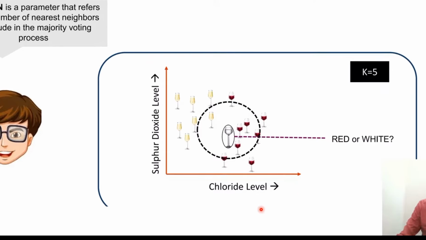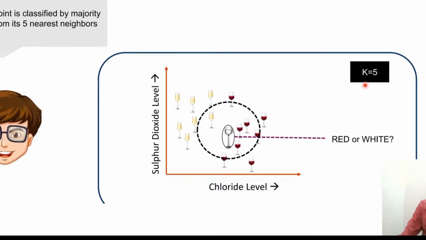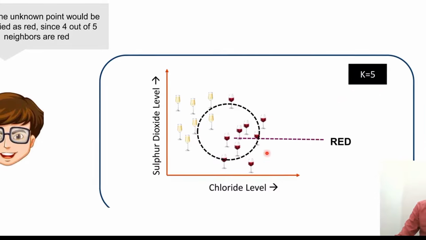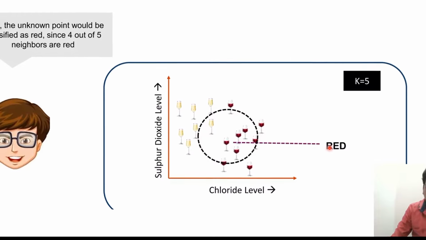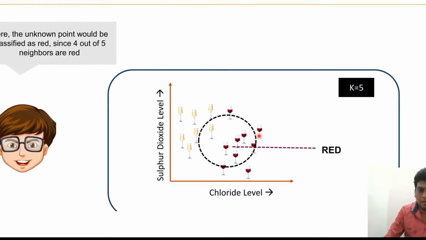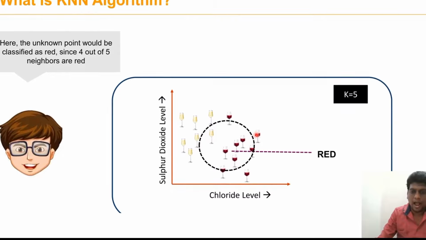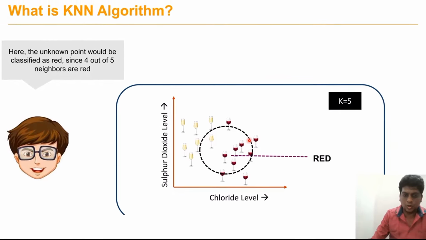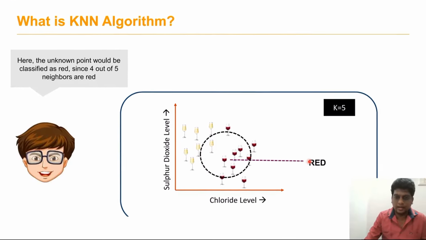Okay, here based on the chloride level and sulfur dioxide level, it has to be classified, and we have to identify whether it is red or white. So the 5 nearest neighbors help to classify a data point. Here the value of k is equal to 5. The unknown point should be identified as red because 4 out of 5 neighbors are identified as red. So the output should be red.